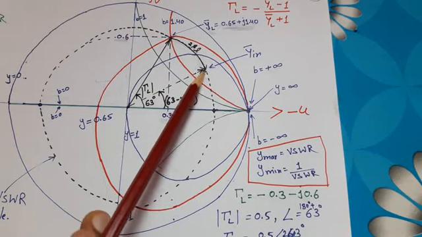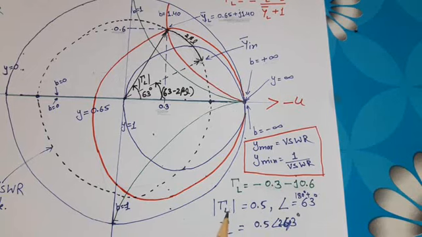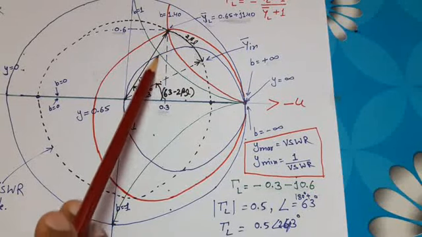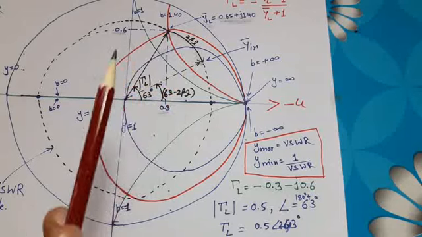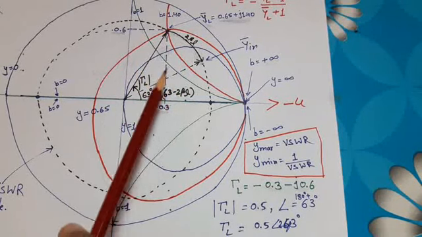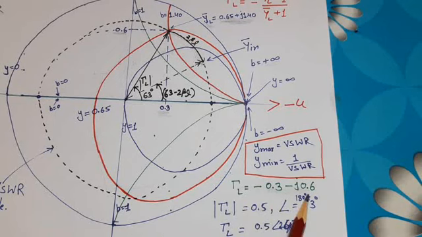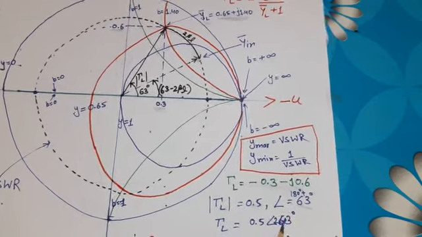Obviously, if we write the reflection coefficient at the load end in magnitude-angle form, then the magnitude is 0.5 and the angle is 243 degrees. Why 243? Because here both U and V are negative, that's why it lies in the third quadrant, and in the third quadrant the angle would be 180 degrees plus tan inverse 0.6 upon 0.3, and tan inverse 2 is 63 degrees. Therefore 180 plus 63 is equal to 243.